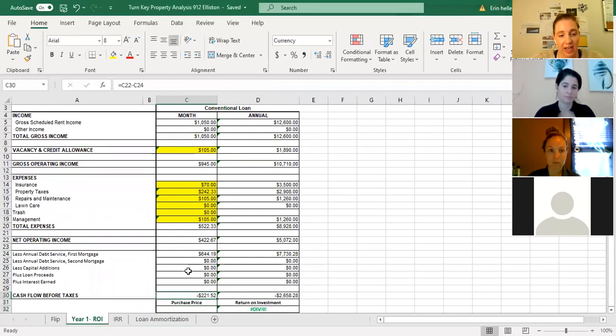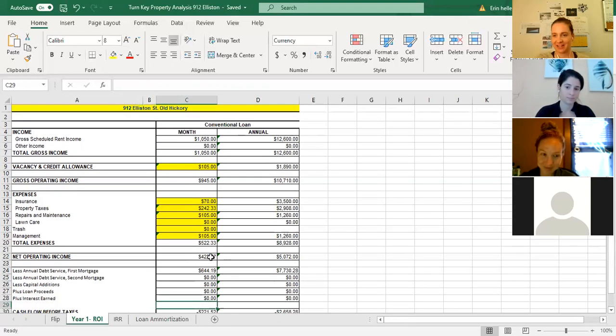So now if we go to cash flow, so we had $422.67 in operating income, and then we're taking away every month $644 toward our mortgage. So we're left with a negative $221.52. So I'm assuming nobody wants to buy this property right now because you're in the hole, right? I hope that's your answer. I hope you're not okay with negative $220 every month.